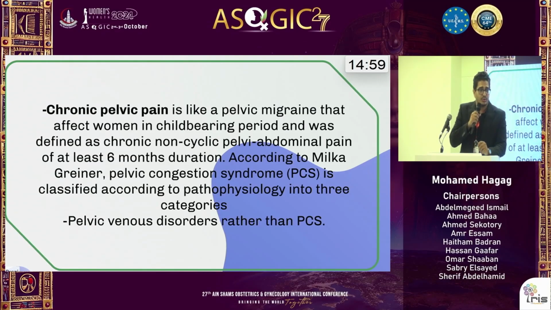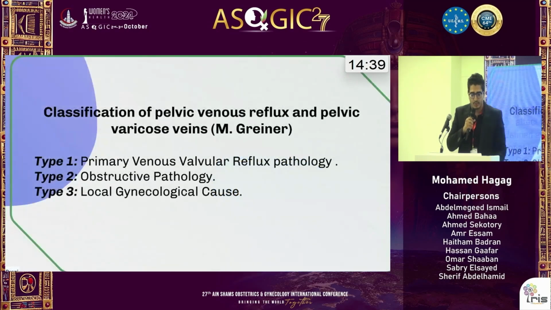Pelvic congestion syndrome was the old name, and now it's called pelvic venous disease, which is a specific disease with a specific definition and has objective tools and ways of management. It's a chronic pelvic pain that affects women in the childbearing period, and it is classified according to Milka-Griner into 3 types. The most common type is type 3, where most females complain of dysmenorrhea, dyspareunia, and pain in the leg during menses.